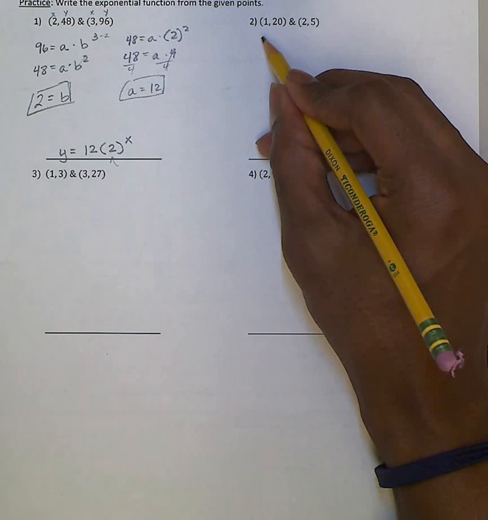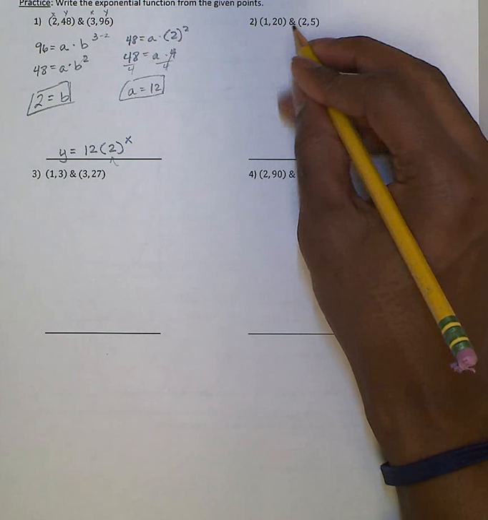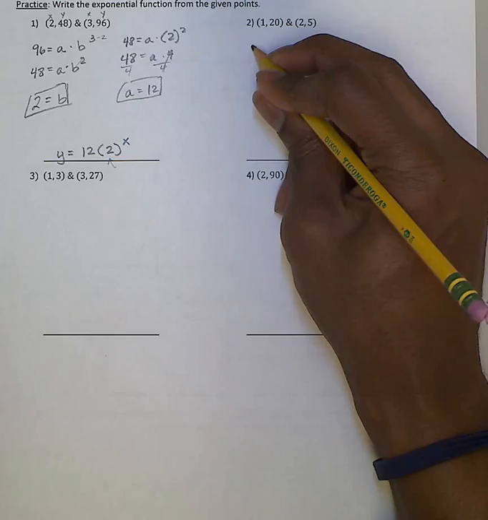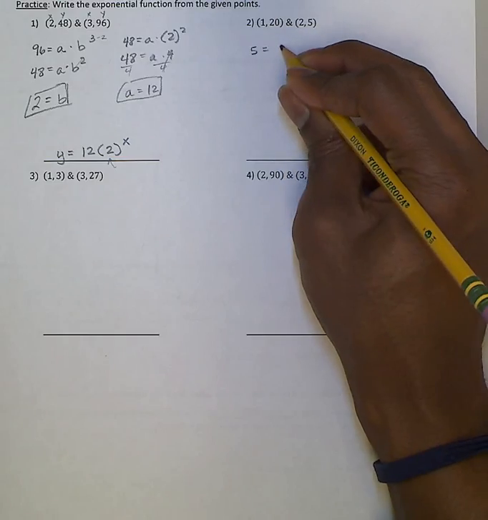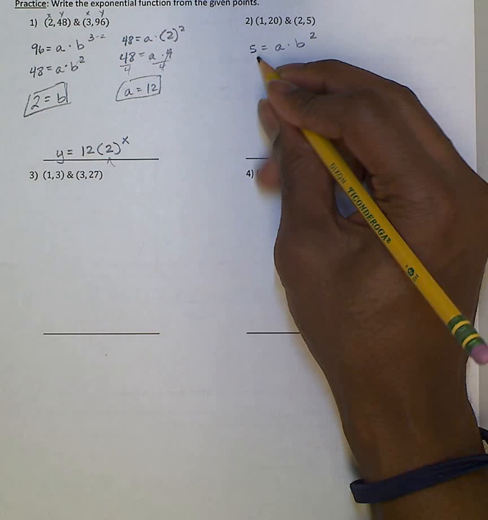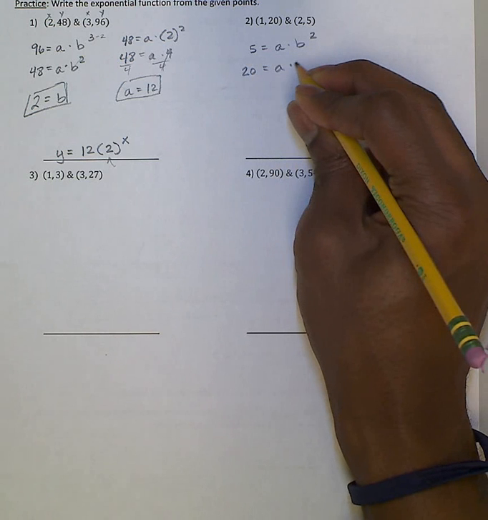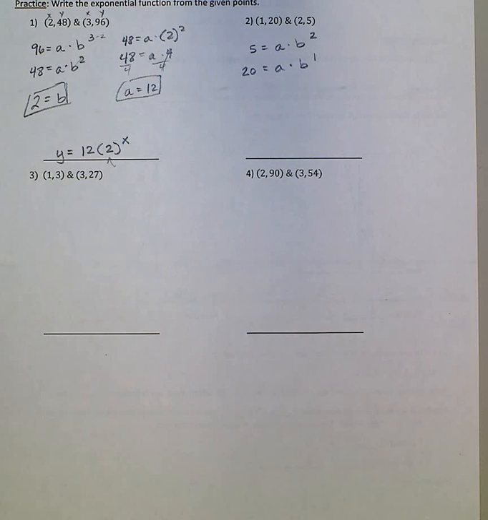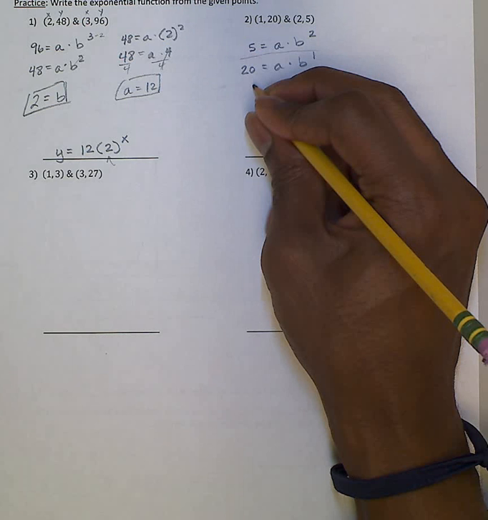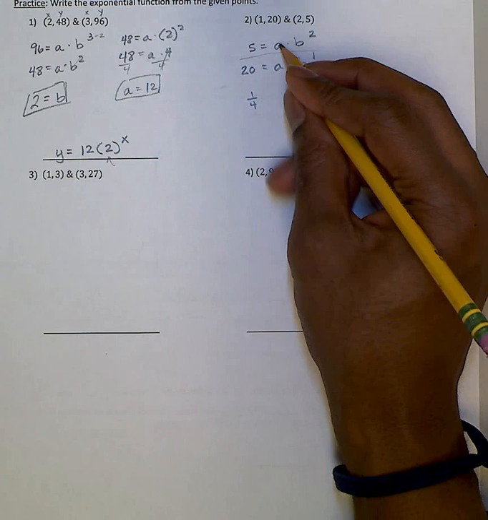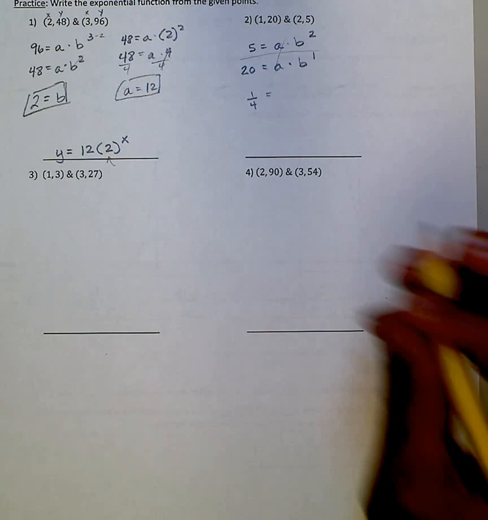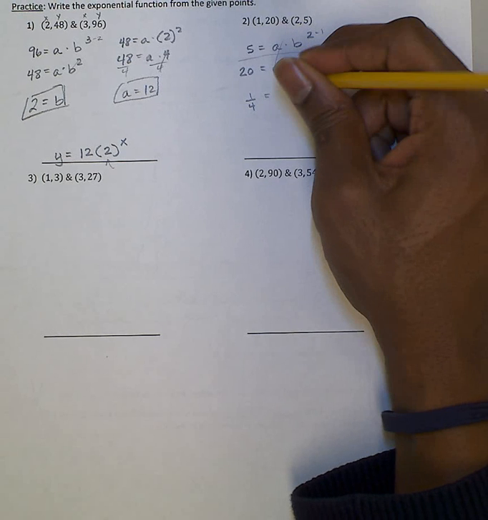Okay, so let's look at number 2. Number 2, I have 5, that's my y, equals a times b to the x, in this case x is 2. Then I have 20 y, a times b to the x, which is 1. And now again I'm going to divide everything. Okay, so 5 divided by 20 simplifies to 1/4. A divided by a, remember, cancels out. Essentially, it's 1. And then b squared divided by b leaves us with b.